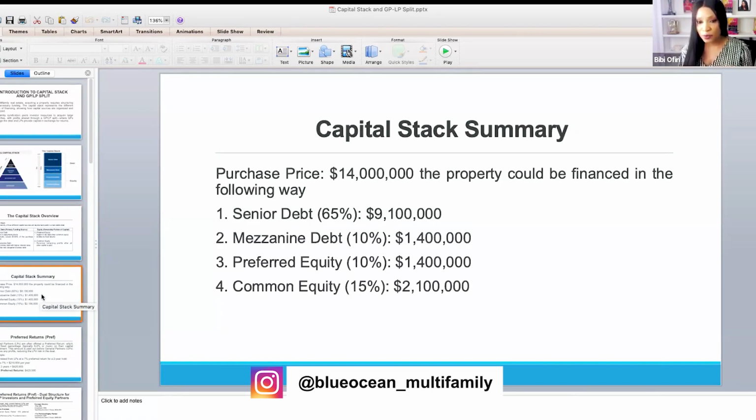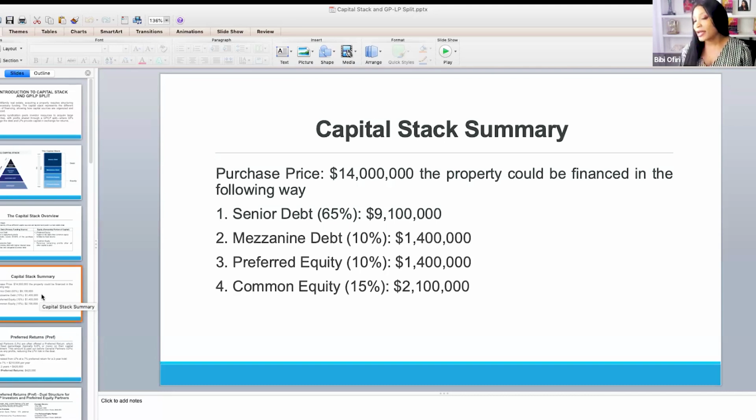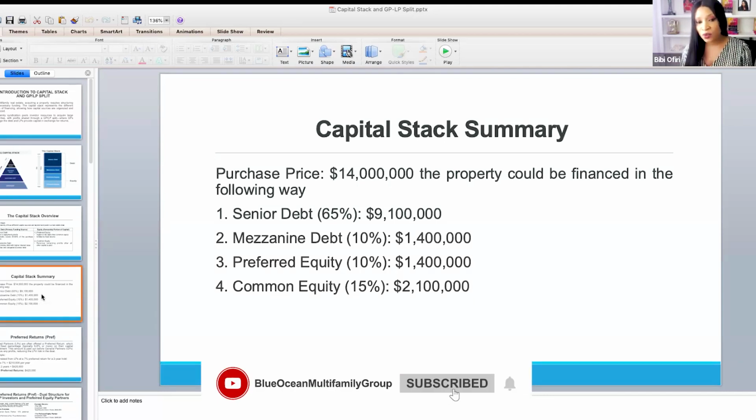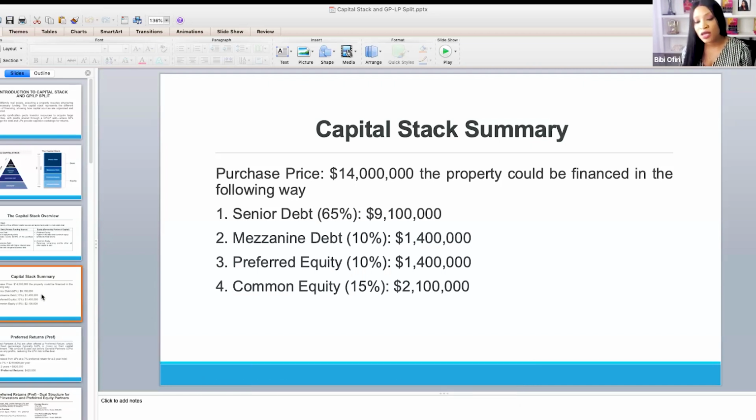I have a property, the purchase price is 14 million. I can finance this property this way. Let's say the senior debt lender decided to give me 65%, the mezzanine 10%, the preferred equity partner 10%, and the common equity I was able to raise for my GP and my LP, 2.1 million. You can arrange your capital stack. In quotes, this is exactly what I'm talking about. But there are more complex capital stacks. I'm going to dive into the complex one next week, not this week.